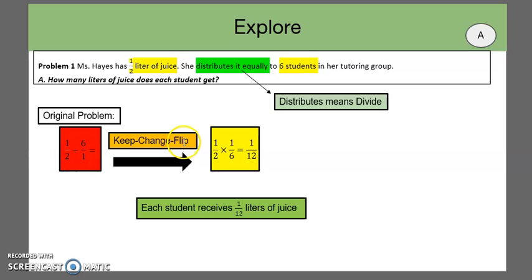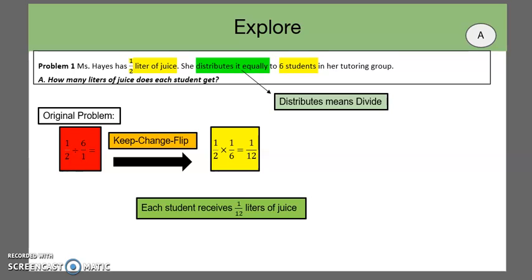When we have keep, change, flip, we keep the 1/2, we change the division sign to multiplication, and we flip 6 over 1 to 1/6. When we multiply across, we get 1 times 1 is 1, 2 times 6 is 12, and we get 1/12 as our answer. Each student receives 1/12 liter of juice.